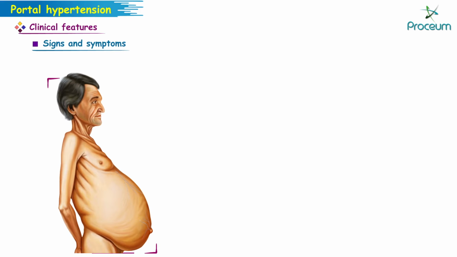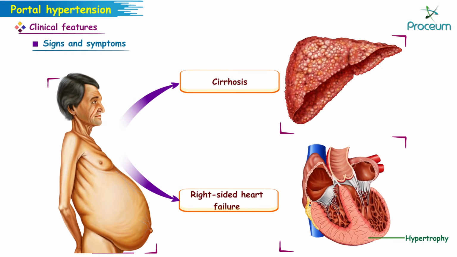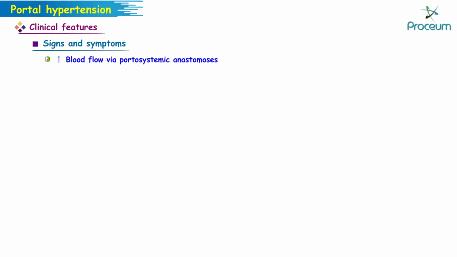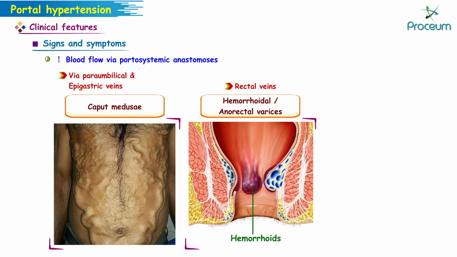The signs and symptoms of the underlying disease, like cirrhosis or right-sided heart failure, along with increased blood flow via portosystemic anastomoses, can occur. This increased blood flow via portosystemic anastomosis can occur via paraumbilical veins and epigastric veins causing caput medusae, or via the rectal veins causing hemorrhoidal or anorectal varices. The anorectal varices are sometimes incorrectly referred to as hemorrhoids. Hemorrhoids are a different entity.